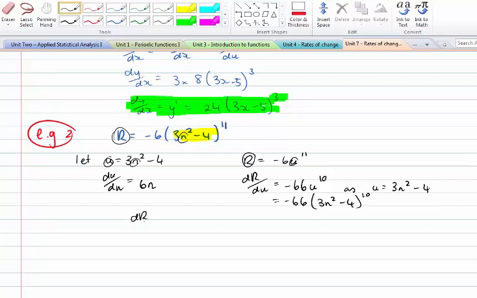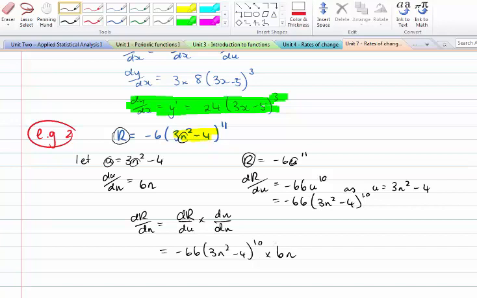So dr/dn. The easiest way to work out what we're going to do is to split up this dr and dn. Alright? So dr/dn. dr stays on top, dn stays on the bottom, and we fill in the other two spots with du. So there we have it. We've got our dr/du, we've got our du/dn, so it's the right values. We just now need to sub them in. So −66(3n² − 4) to the power of 10 times by 6n.